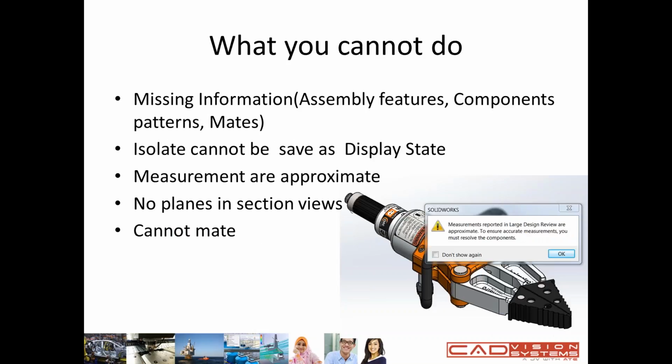If you go to what you cannot do and what's the downside of Large Design Review, basically there is some missing information. Your assembly features are missing in your feature manager. Their assembly feature is missing. There are some component patterns that are missing. So let's say in an assembly you are using mates to do the assembly. There are also no mates in Large Design Review.